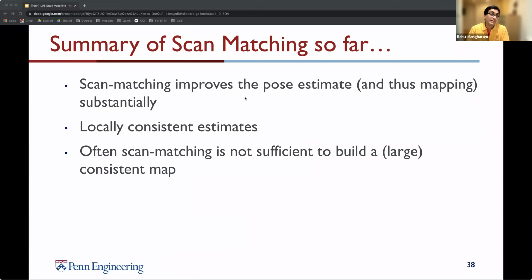It's good for creating locally consistent estimates, but scan matching alone is not useful for building large, globally consistent maps, though it is a building block for submaps.